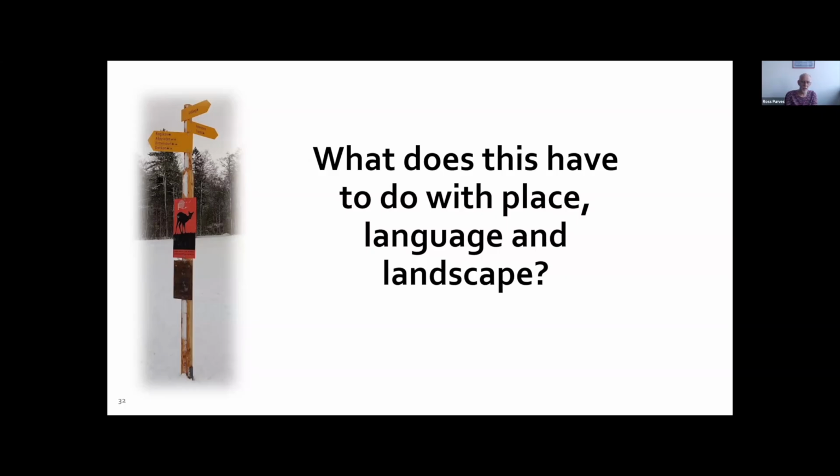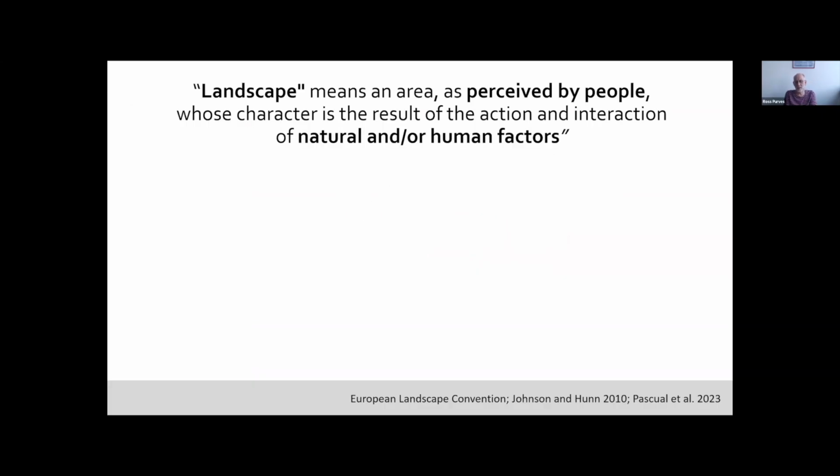And I want to start by telling you about the European Landscape Convention. I think that's very important because in the European Landscape Convention, the definition of landscape is an area that's perceived by people and whose character is the result of the action and interaction of natural and or human factors. In other words, landscape isn't just what's there, it's what we perceive as being there, and we're part of the landscape.